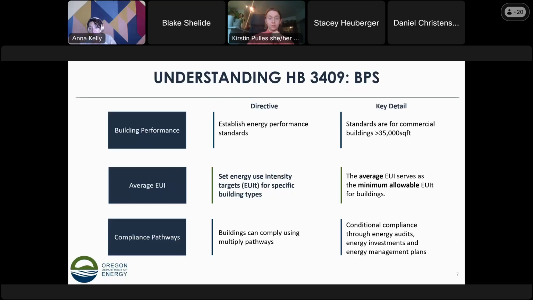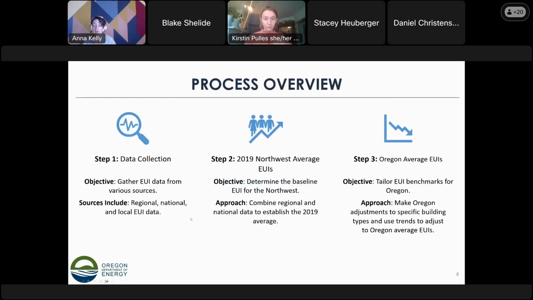And so what we did here and what we'll be talking about is the process of figuring out what that average was. One thing that you will discover throughout this process, if you don't already know it, is that there's no one perfect data set that can be used. We can't just find out what the average is by metering every building. We have to use data that exists out in the world and construct these averages. So I would like to welcome Poppy Storm to continue the rest of the conversation and walk you through kind of how those averages got put together and then turned into targets for Oregon.